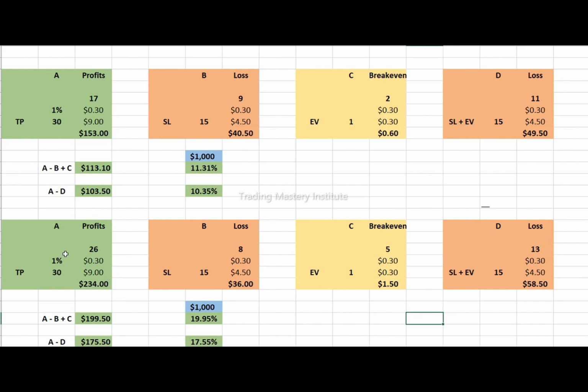And we take the result A minus B plus C, so it is about 19.95%. So if your account is $1,000, you're experiencing a profit of nearly $200. And for the maximum drawdown, your loss will be 17.55%. In dollar cents, it's $175.50.